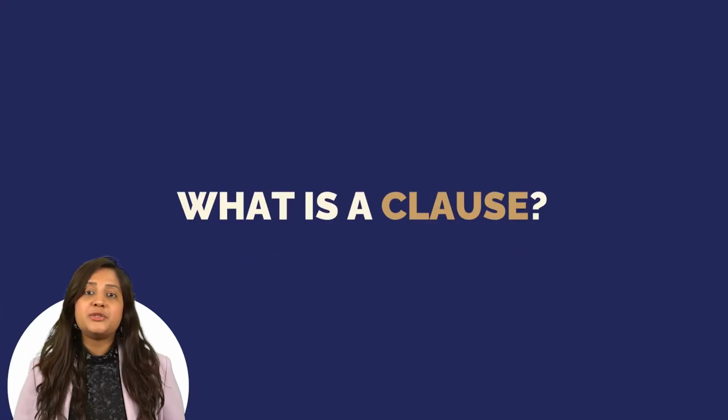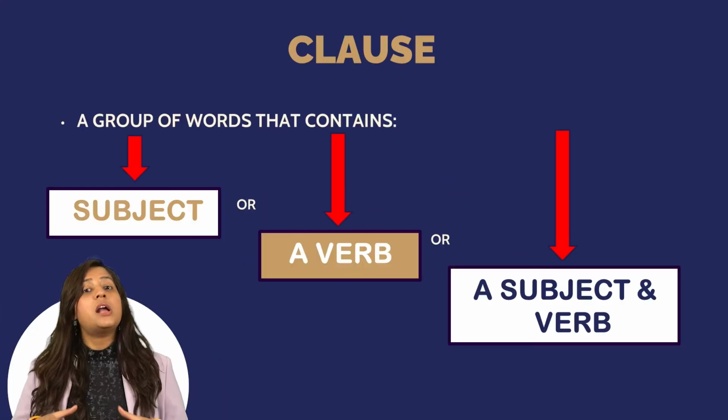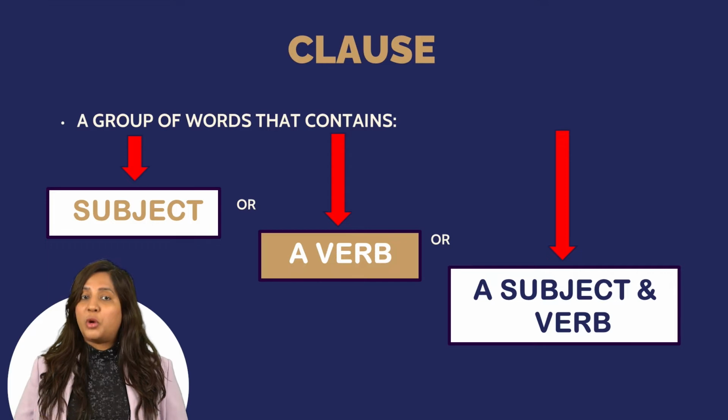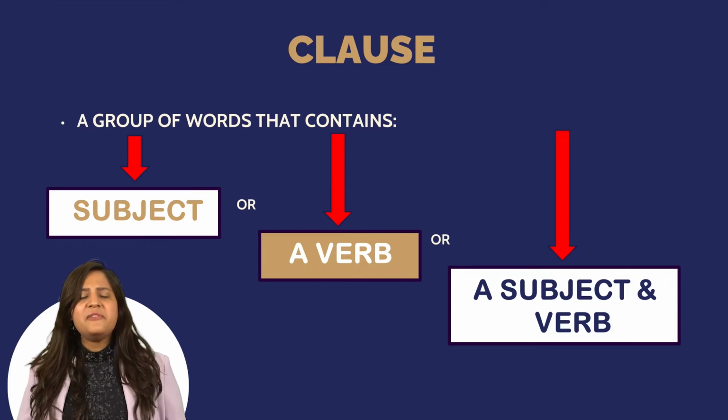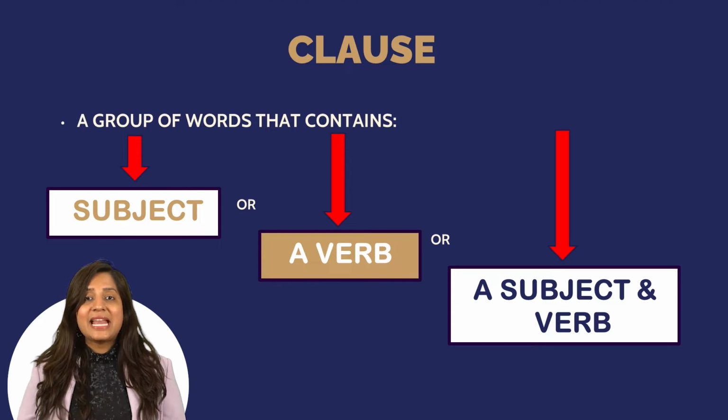So how do we introduce grammatical range? In this video, we are going to teach you a few structures which you could add to your knowledge. First, we need to look at clauses. What is a clause? A clause is primarily a group of words that contains at least a subject, a verb, or both. Any phrase or group of words containing any of these is called a clause.